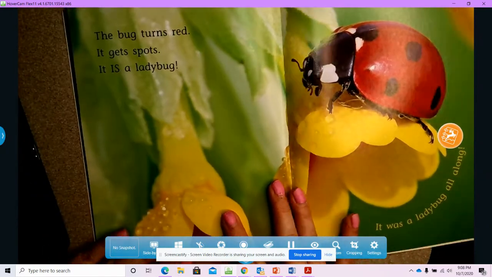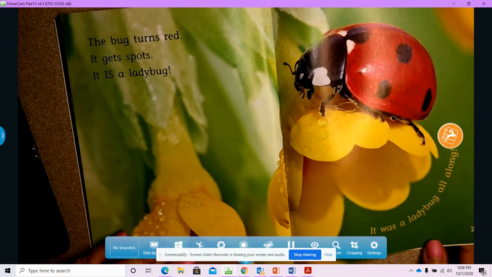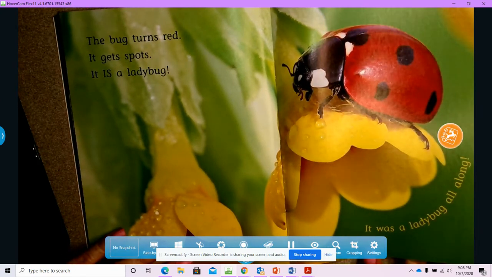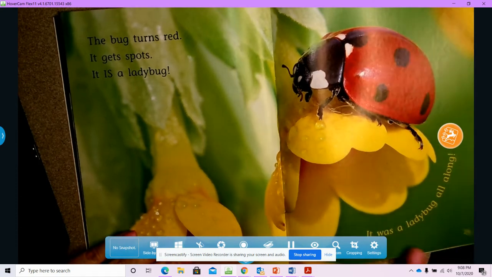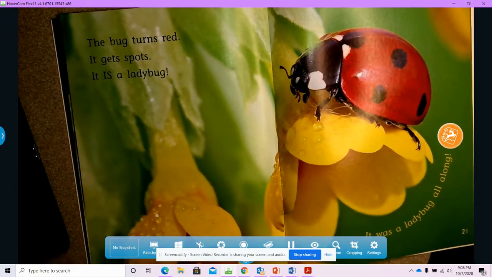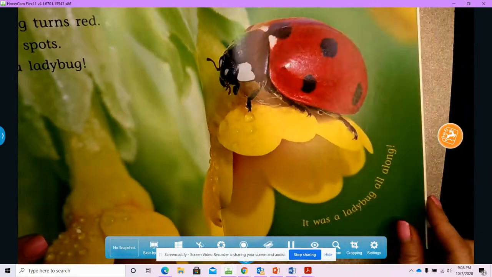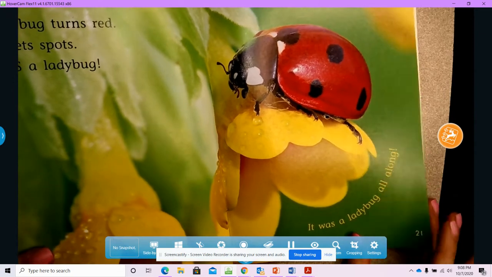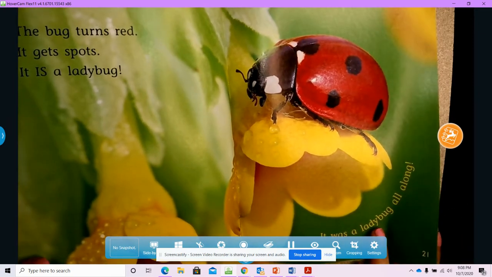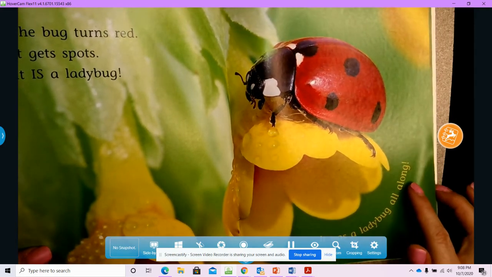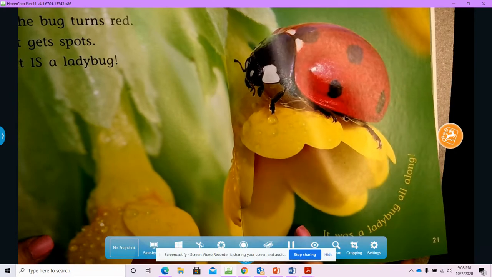The bug turns red. It gets spots. It is a ladybug. Boys and girls, so is a ladybug born red and with spots? That's another fact that you can talk about. Is a ladybug born with red and with spots? No, it has to go through a whole process before it turns red and it gets its spots. It was a ladybug all along.